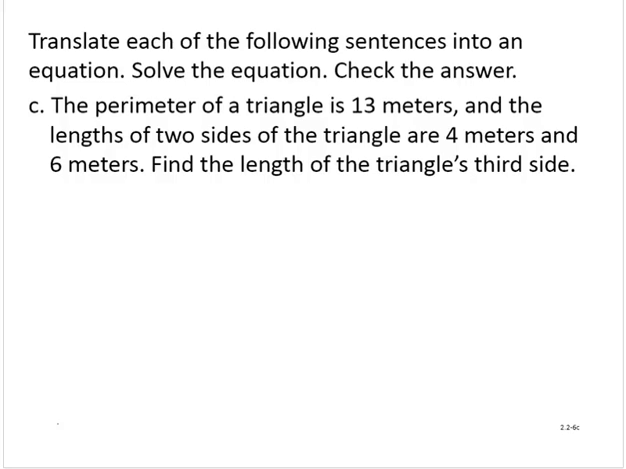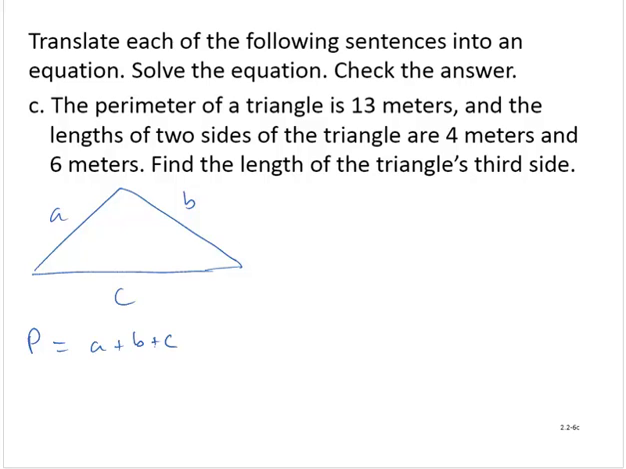The perimeter of a triangle is 13 meters, and the lengths of two sides of the triangle are 4 meters and 6 meters. Find the length of the triangle's third side. Well, if we think about a triangle, just draw a triangle. It has 3 sides. Let's call the 3 sides A, B, and C. The perimeter is the distance around, and so then the perimeter would simply be A plus B plus C.